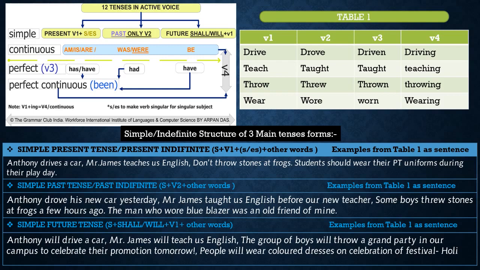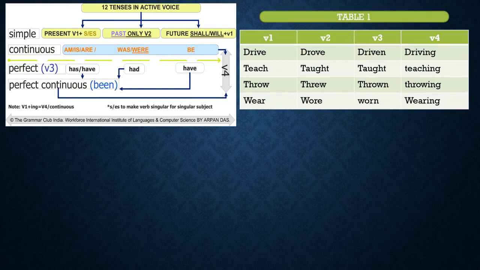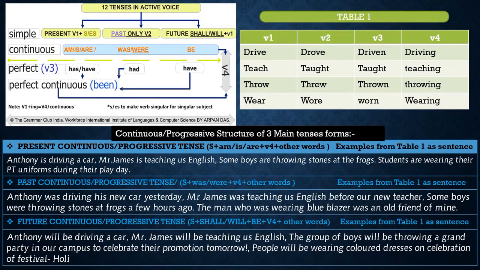Anthony will drive a car. Mr. James will teach us English. The group of boys will throw a grand party in our campus to celebrate their promotion tomorrow. People will wear colored dresses on the celebration of festival Holi. Hello my viewers, now let's have a look at the continuous or progressive structure of three main tense forms. The present continuous or progressive tense structure is subject plus am, is, are plus V4 plus other words.